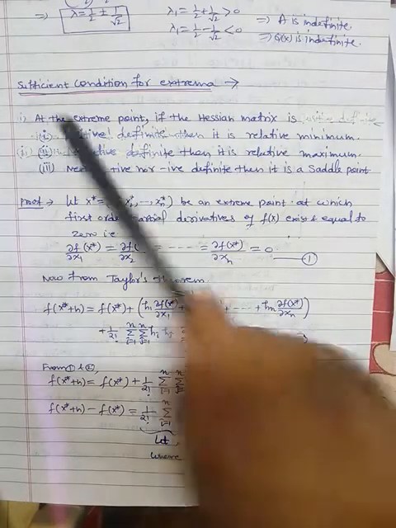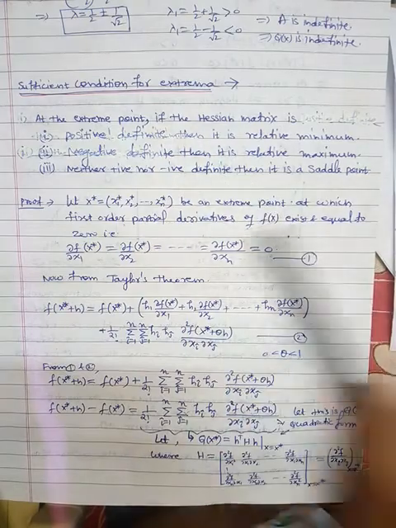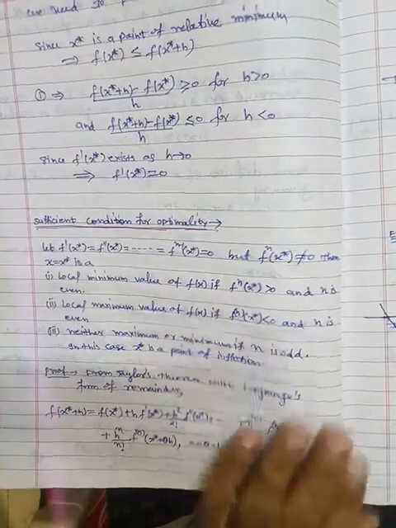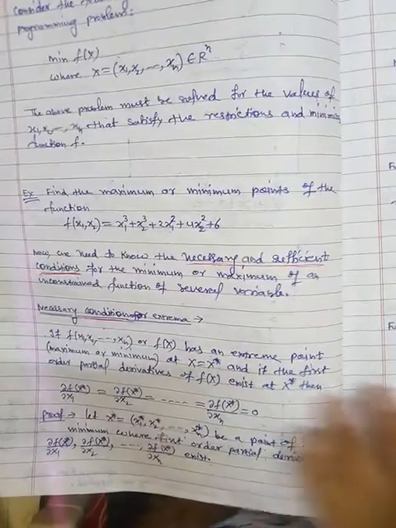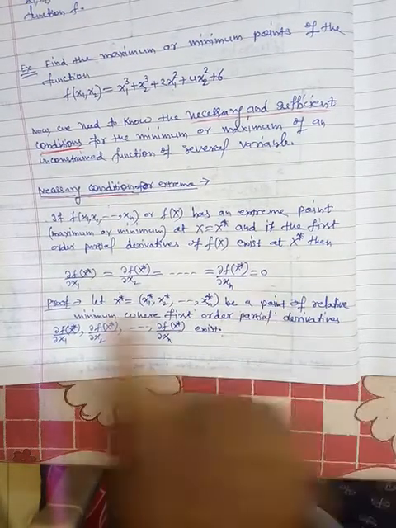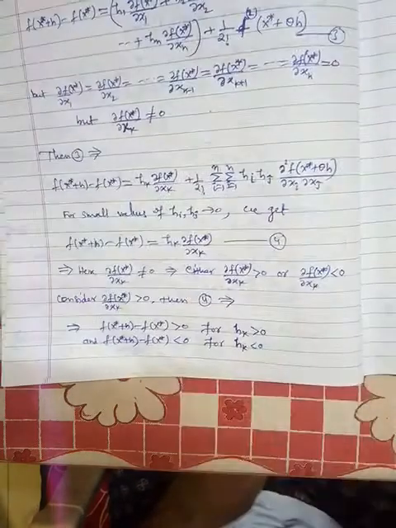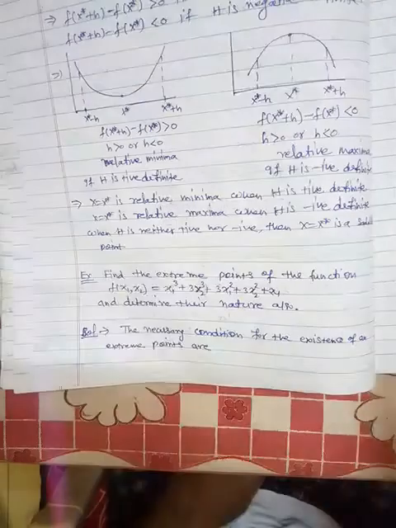Students, in this video I am going to discuss the sufficient condition for extrema. We have already developed the necessary condition. What was the necessary condition? You have already seen that this was the necessary condition: all the partial derivatives will be 0. The first order partial derivative will be 0 at point x star. Then x star is an extreme point, maybe maxima, maybe minima.